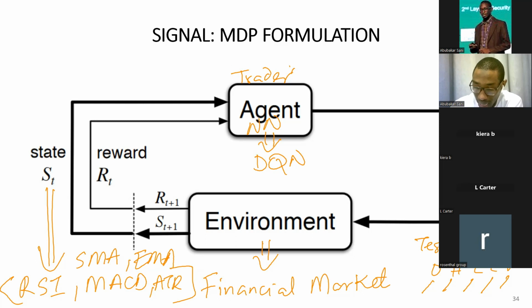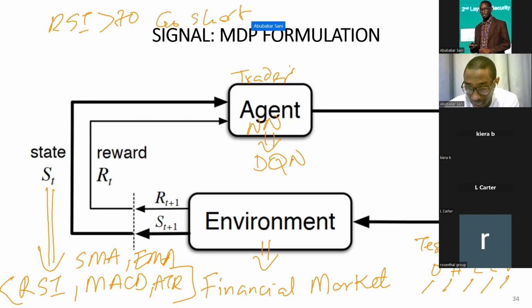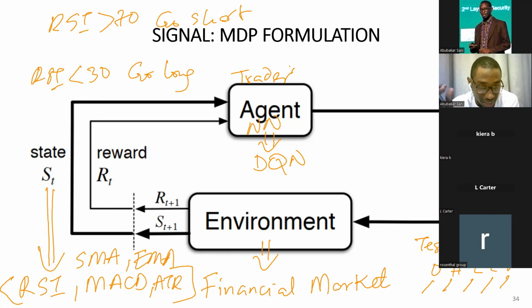For those who attended our second session where we used the RSI-based trading strategy, we said if RSI is above 70, that means that asset is overbought, so we are going to go short. If RSI is below 30, we are going to go long, we are going to buy, because that means that asset is oversold. That was our traditional or manual trading strategy.